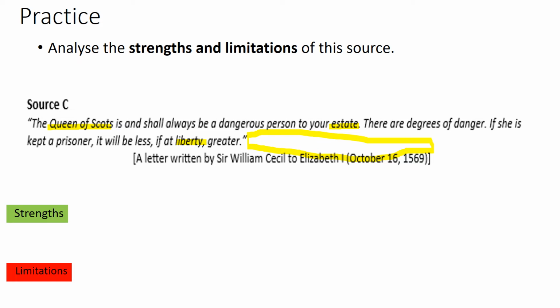Now, some important points for us to consider when we're looking at our strengths and limitations is going to be the fact this is a letter. It's written by William Cecil. It's to Elizabeth, and it's in 1569. So go ahead and pause the video and have a think about what Cecil said. Think about the possible strengths and the limitations of this source, both the content and its authorship. So just have a think about those, and then we'll walk you through how we find them together.